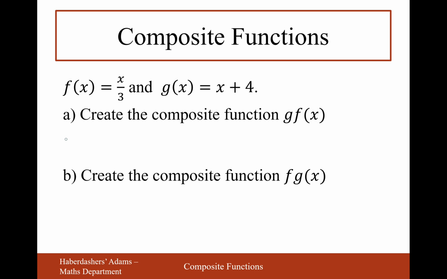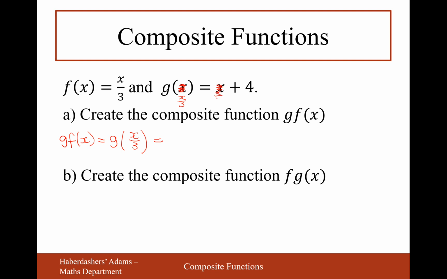Okay, so how would I do this using pen and paper? So I'd first write out g of f of x equals. I'd leave the g function alone because I'm going to do the f function first. I'm going to write x over 3 because that's what the f function is. Then I'm going to put this algebra into the g function. So where I have x here, I'm going to write x divided by 3.